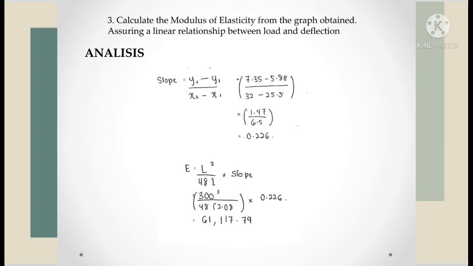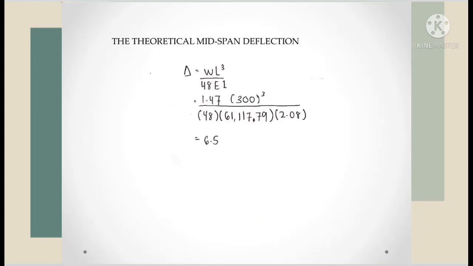First, I calculate the value of slope. Using the formula, I get the value of slope is 0.226. After that, I calculate the value of E. Using the formula given, I get the value of E is 61,117.79. After that, calculate the value for the theoretical mid-span deflection using the formula.